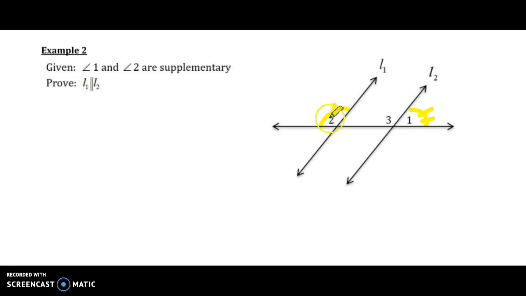All right, notice that these two angles are not one of the given angle relationships that are associated with parallel lines. Right? They're not alternate exterior, they're not alternate interior, they're not corresponding, and they're not consecutive same side interior angles. And again, they want us to prove that the lines are parallel. So this proof is a little bit longer.